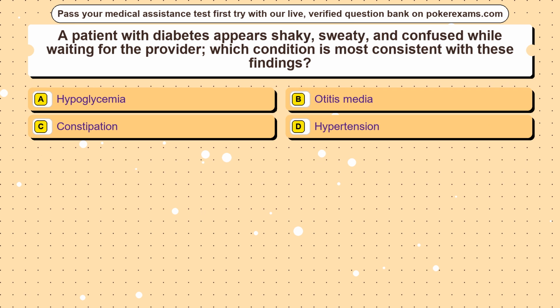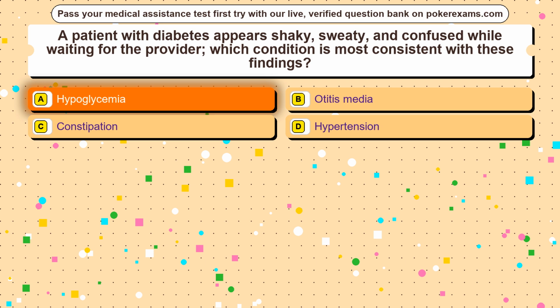Question 17. A patient with diabetes appears shaky, sweaty, and confused while waiting for the provider. Which condition is most consistent with these findings? Option A. Hypoglycemia. Option B. Otitis media. Option C. Constipation. Option D. Hypertension. The correct answer is option A.